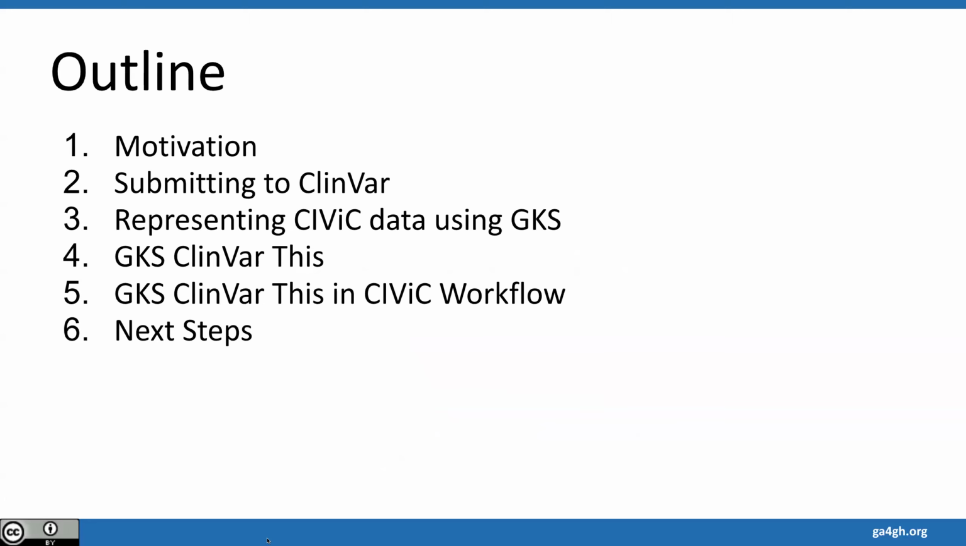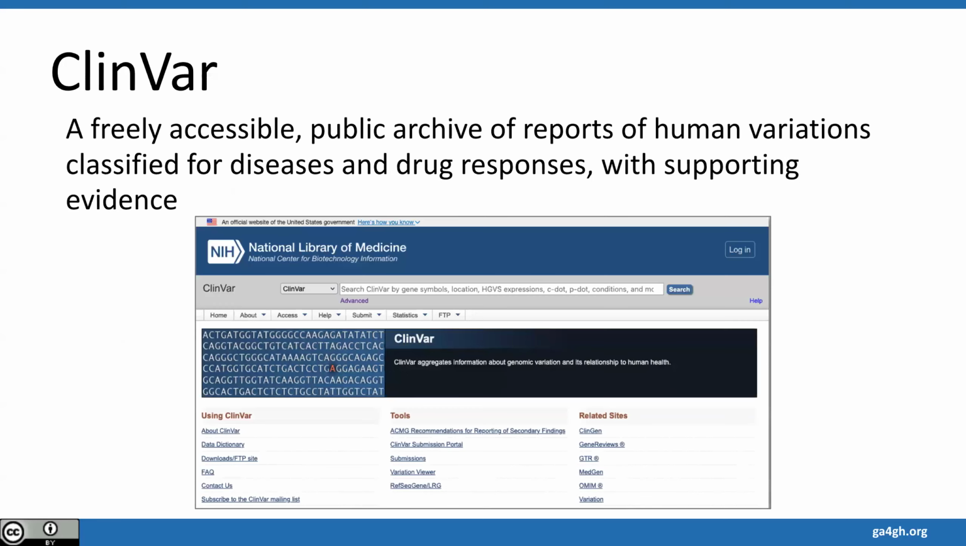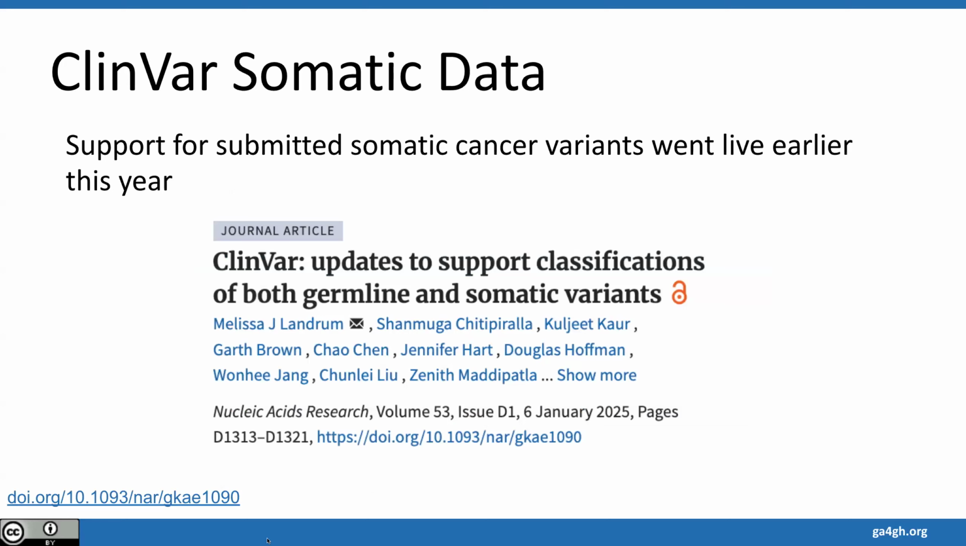So just a quick outline, I'm going to talk about the motivation behind this tool, the different ways to submit to ClinVar, how we represent CIViC data using GKS, and more information on the state of the tool and how it's being used in the CIViC workflow. And then I'll end with next steps. Next slide, we can go ahead and skip this since ClinVar has been talked about.